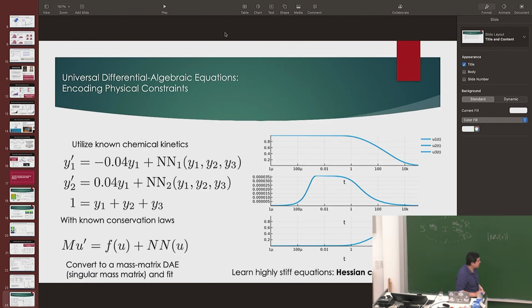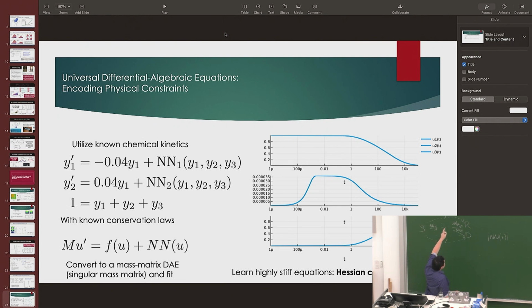So what are some other things that you can do? Well, one of the other things you can do is use what's known as a differential algebraic equation. Here, for example, is a chemical kinetics equation where you have Y1, Y2, and Y3, but the evolution of Y3 is constrained by the fact that Y1 plus Y2 plus Y3 always sums to 1, right? This is another way of writing down one of these kinds of equations where you have a bunch of things going on, but you actually know some conservation laws. What you can do is write down a differential algebraic equation, which is an ODE with a singular mass matrix, right?